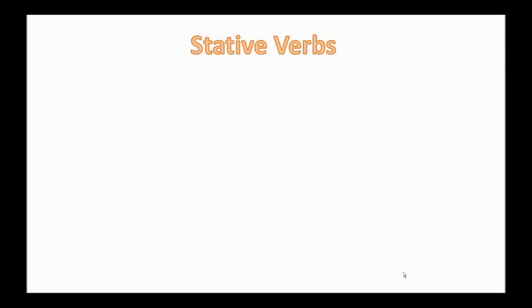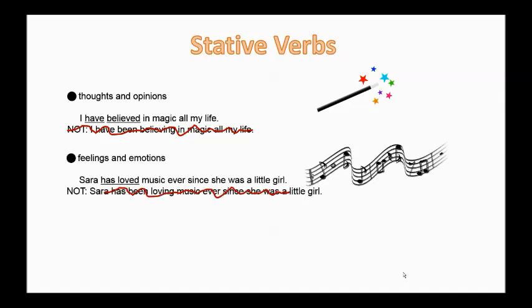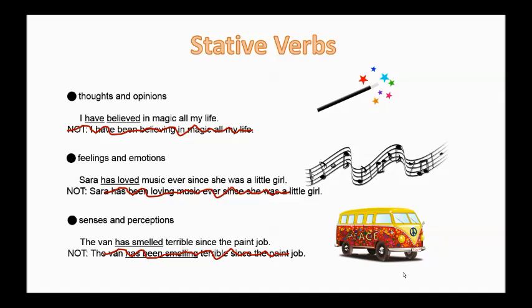You remember those stative verbs, right? Those are verbs that express thoughts and opinions. I have believed in magic all my life, not I have been believing in magic all my life. Feelings and emotions. Sarah has loved music ever since she was a little girl. Not, Sarah has been loving music ever since she was a little girl. Senses and perceptions. The van has smelled terrible since the paint job. Not, the van has been smelling terrible since the paint job.